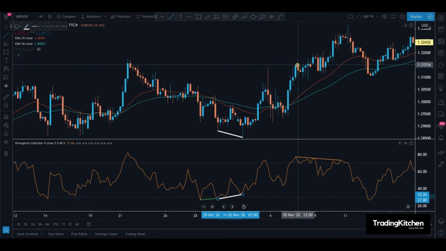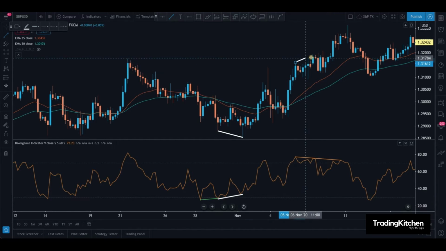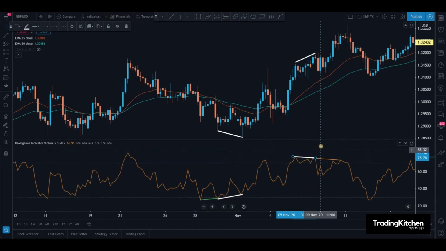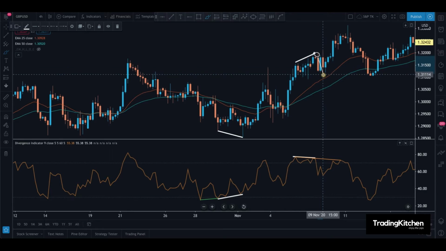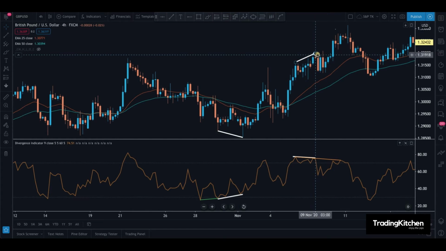Look, in this case, higher high on the price and lower high, sorry, on the indicator. Yes, here the price makes just a bearish movement, but then goes up. Why? Because divergences are not perfect, as always.